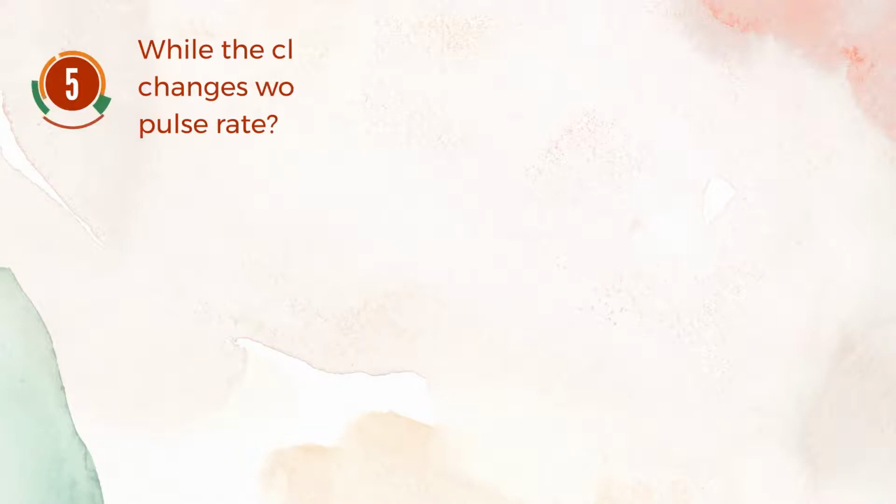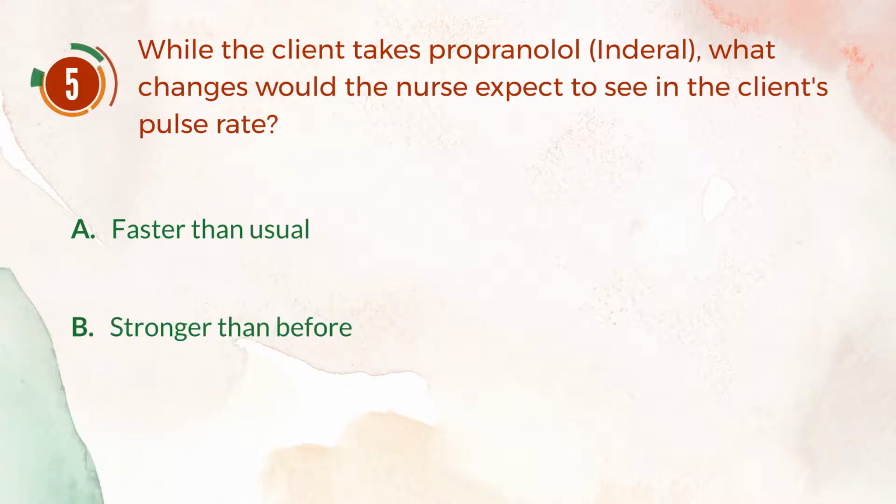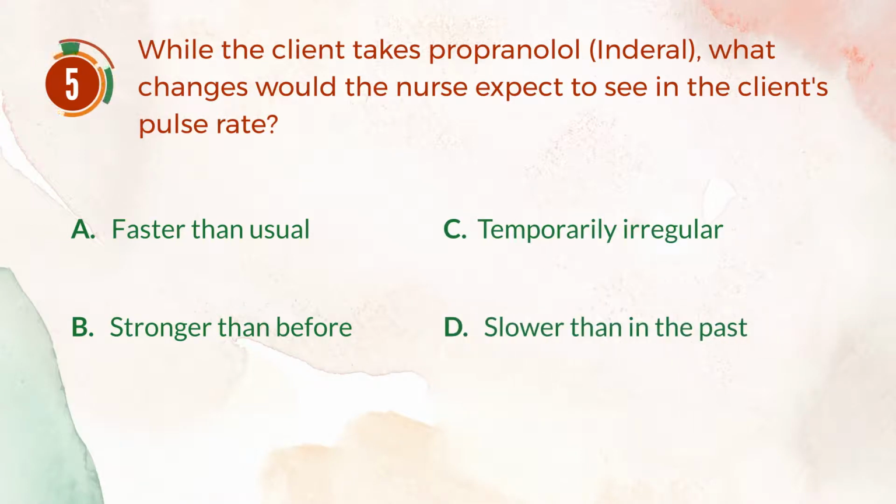Number 5. While the client takes propranolol, Inderal, what changes would the nurse expect to see in the client's pulse rate? A. Faster than usual. B. Stronger than before. C. Temporarily irregular. D. Slower than in the past.